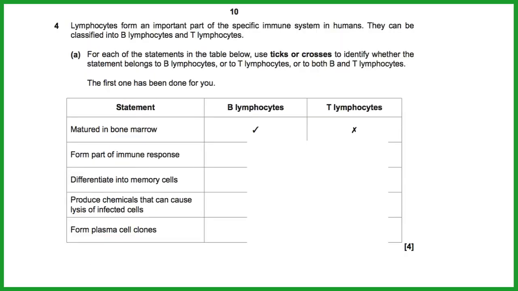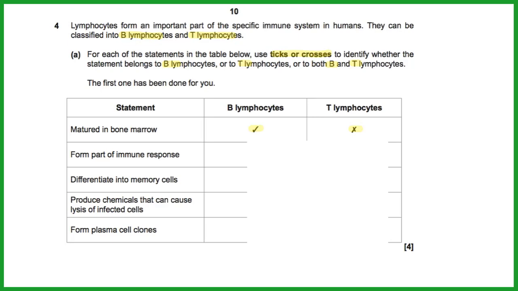So lymphocytes form an important part of the specific immune system in humans. They can be classified into B lymphocytes and T lymphocytes. So for each of the statements in the table below, use ticks or crosses to identify whether the statement belongs to a B lymphocyte, a T lymphocyte, or to both B and T lymphocyte. The first one's been done for you, so you don't get any credit for that. And the rest, it's 1 mark per correct row.